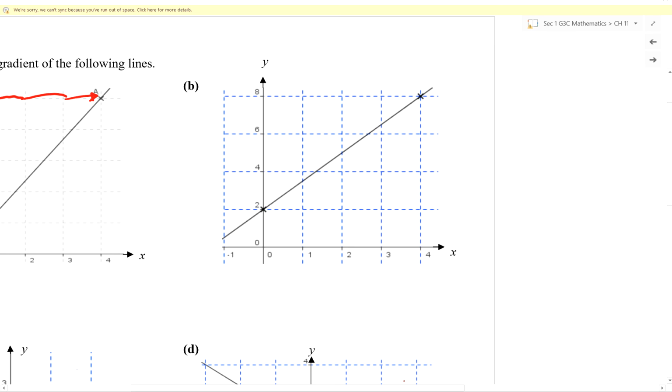Okay, we have to find the point that is at the bottom because we have to rise first, isn't it? Gradient is rise over run. So this is at the bottom. They identified the point for us. So we're going to rise up. Can you help me count? How many units up?